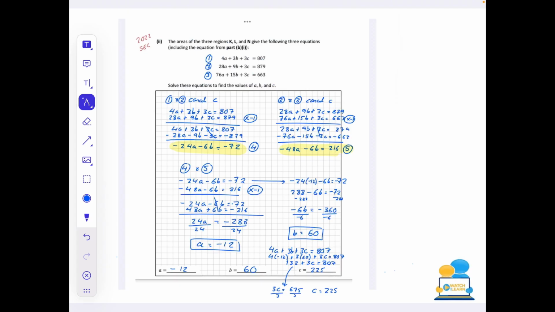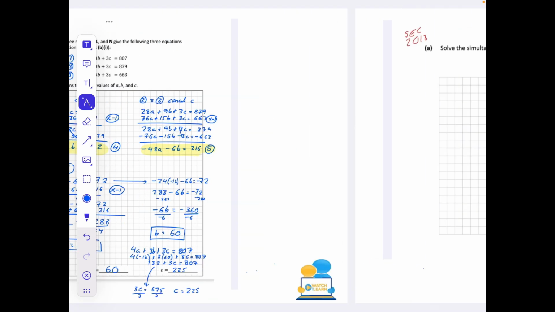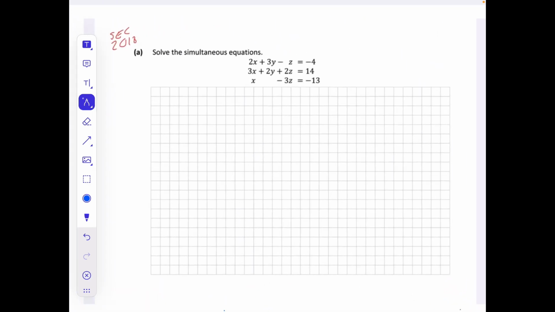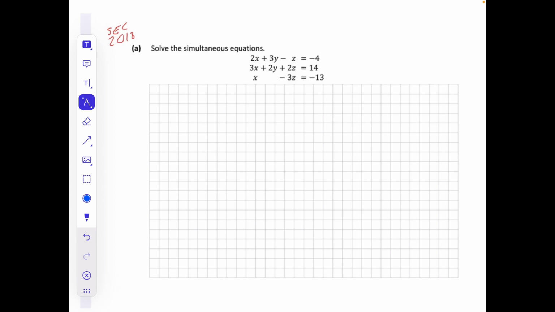Okay, so I hope you realise how important the structure is and how similar that question is to our first example. Numbers a little bit awkward. We actually got out really nice numbers at the end, but a little bit more daunting with the bigger numbers. Okay, so that was the 2022 question. We're going to move on now and do the 2018 question.